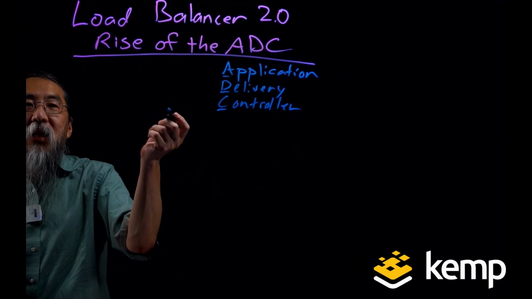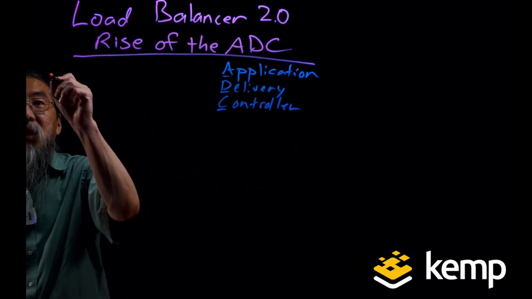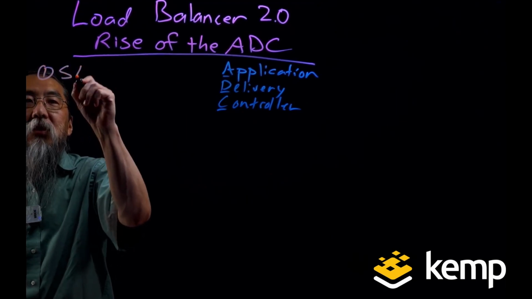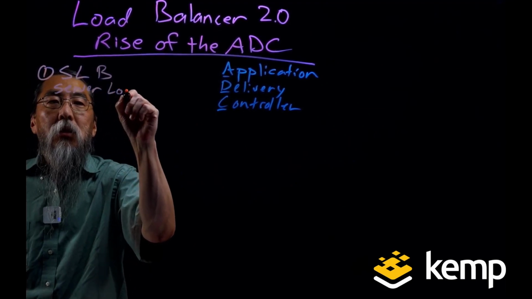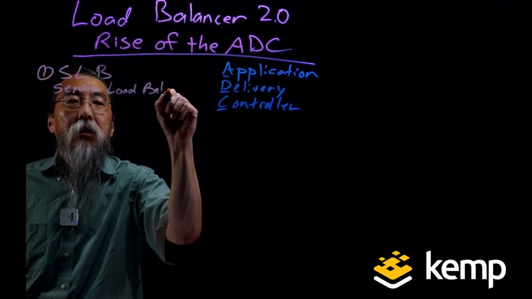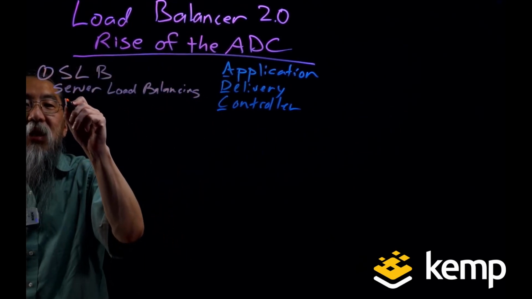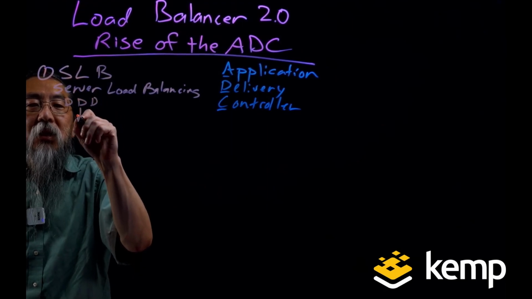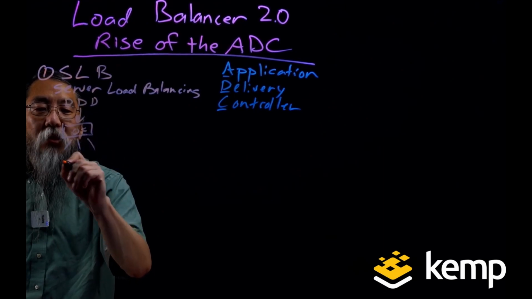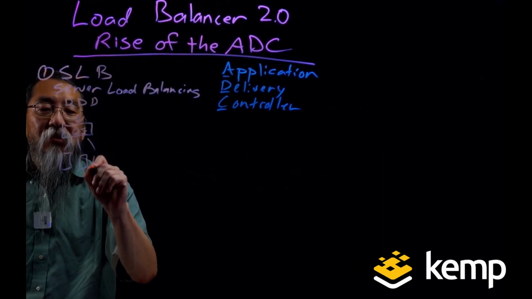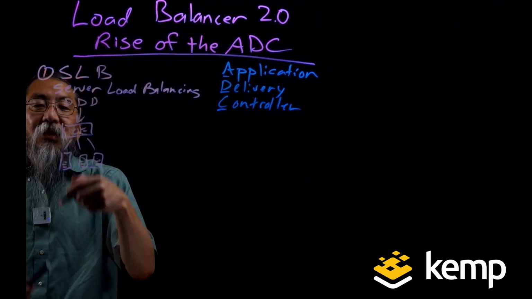So traditionally, load balancers do what we consider to be quote-unquote load balancing. Number one, server load balancing, SLB. And this is where you have clients connecting to a load balancer that is distributing the traffic to a pool of servers. And it's doing health checks, providing high availability.